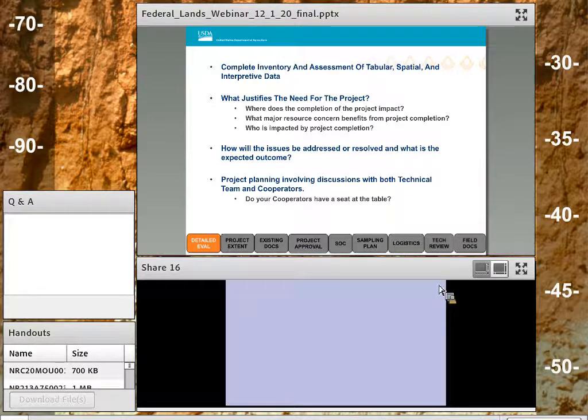All right, so the most critical phase of developing any kind of working agreement is the detailed evaluation phase, right? Everyone involved must have a seat at the table. Ideally, one, some, or all of your cooperators, your technical points of contact, will be on your technical team. When you are in this phase, you need to know what is the mutual goal, right? That's the question we have to ask ourselves. What is the mutual goal?